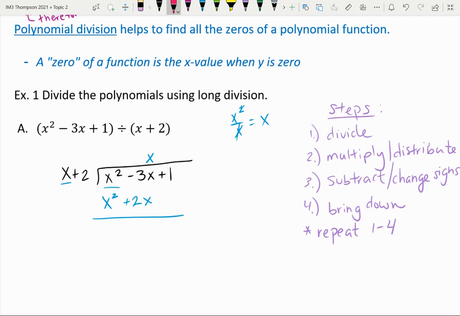Next, I subtract. When I'm subtracting, I need to subtract both terms, which means I need to change the sign of everything here. Because if I have x squared plus 2x and I subtract the whole thing, that gives me a negative x squared and a minus 2x. So this is where I'm going to use that red pen to make sure that I change the signs. I like to make it stand out so that I know I didn't forget it. That's usually where errors occur, forgetting to subtract.